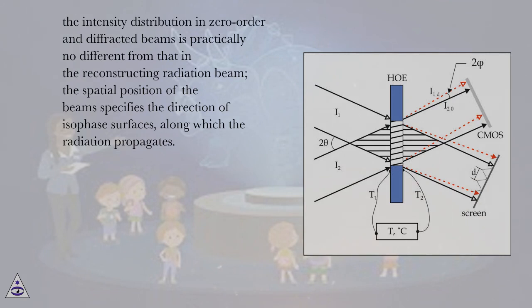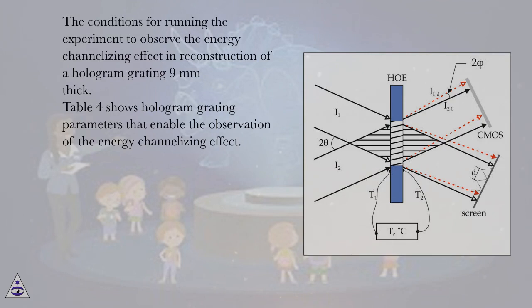On the exit surface of a strong hologram, however, the diffracted beam and zero-order diffraction beam are spatially aligned with each other. The intensity distribution in zero-order and diffracted beams is practically no different from that in the reconstructing radiation beam. The spatial position of the beam specifies the direction of isophase surfaces, along which the radiation propagates.